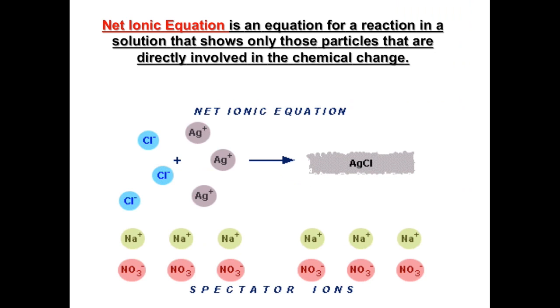A net ionic equation is then an equation for a reaction in a solution that shows only those particles that are directly involved in the chemical change. Here we can see silver again and chlorine on the reactant side, and that yields on the product side silver chloride. At the bottom we can see the spectator ions, in this case sodium and nitrate.